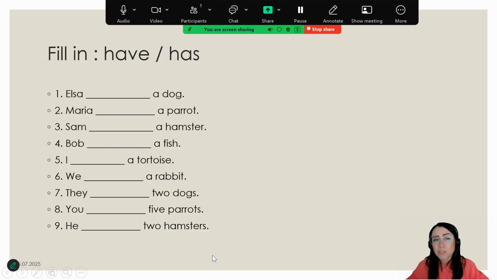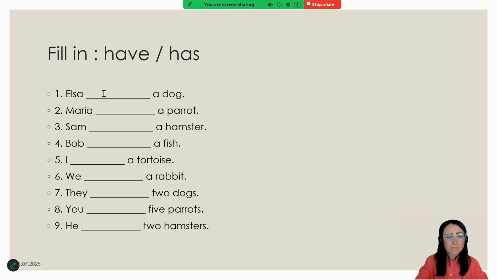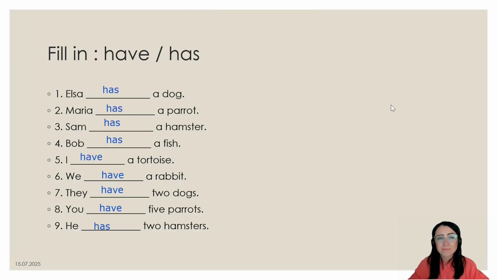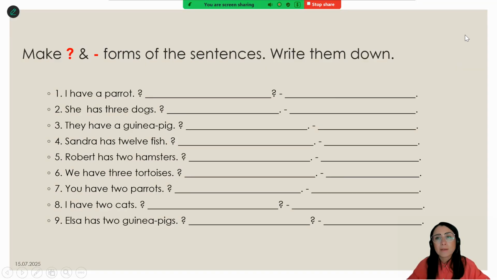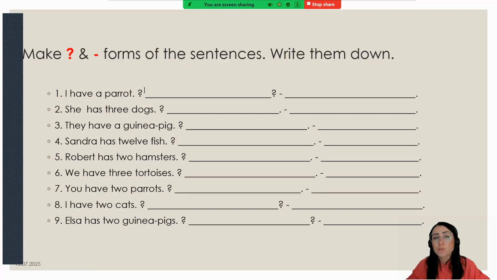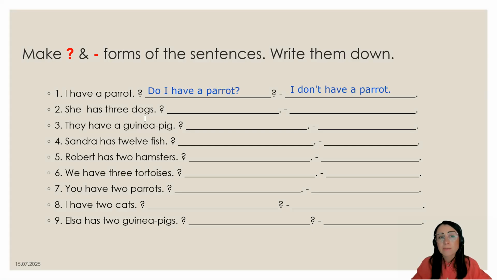Now pause this video and do this exercise in writing. Check your answers. Now have a look at your notes. Do you remember how to make question and negative forms? Okay, I will remind you shortly. For making a question form, we have to put do or does in the beginning. For making negative, don't or doesn't after the subject. So, I have a parrot. Do I have a parrot? I don't have a parrot. She has 3 dogs.